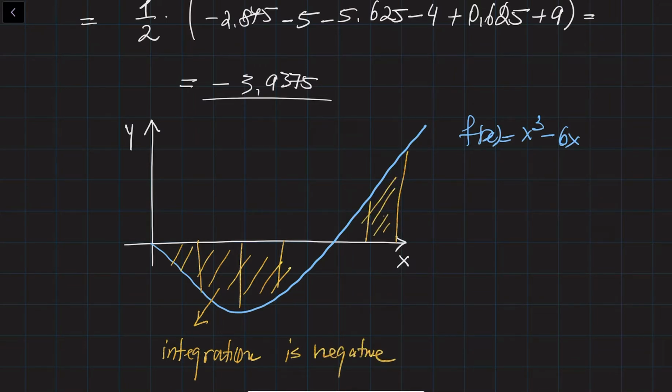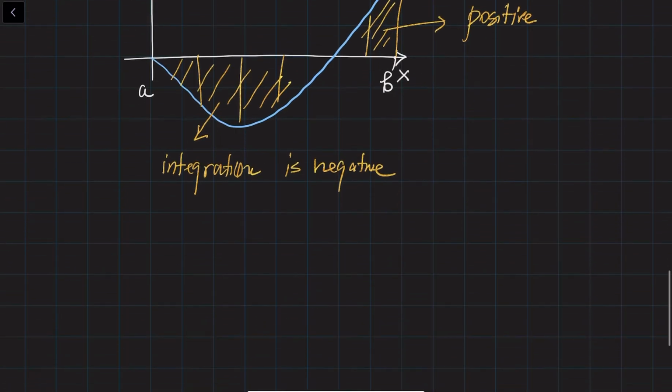And this integration is going to be positive if your curve is above the x-axis. So the integration of your curve from A, let's say, until B here is going to give you the net area. So the negative area is going to be subtracted from the positive area, or summed. So you just need to sum these two areas. And this value, minus 3.9375, is going to be the net area.